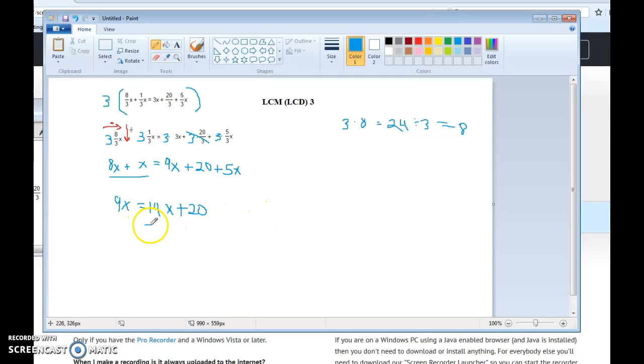Now what I might do is I might subtract 14x from both sides. So if I subtract 14x from both sides, I'm going to get 9 minus 14, and that's what, negative 5, am I right? Equals 20.